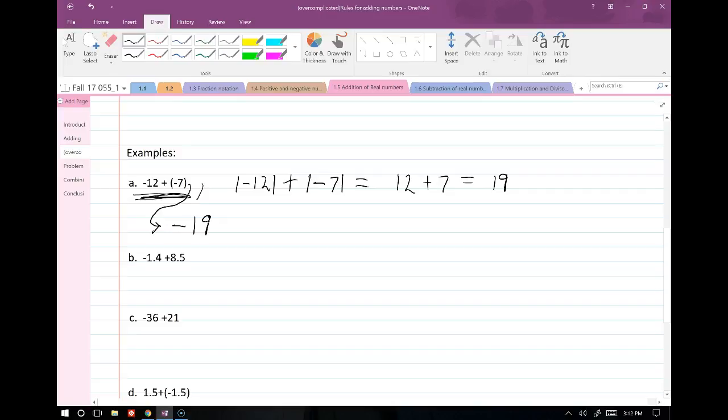Okay, and honestly, you don't have to show me all this absolute value stuff on your homework. If you can work it out without writing them down with absolute values, that's fine.